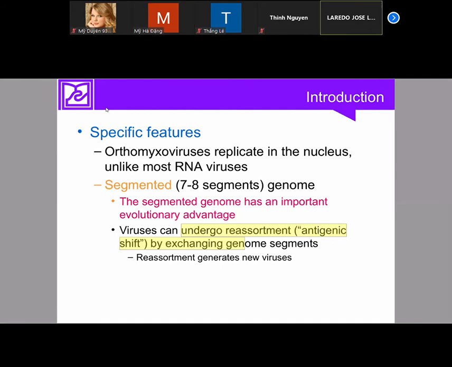Do you understand the difference between segmented genome and non-segmented? This is the most important. About the microbiological features of these viruses, this is the most important to understand. If we don't understand the meaning of segmented, we will not understand anything about the pandemics later. This is very, very important.